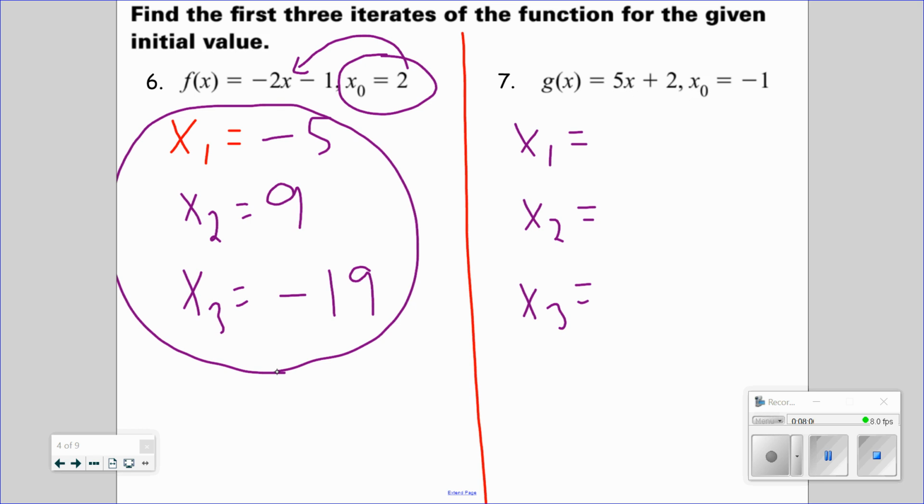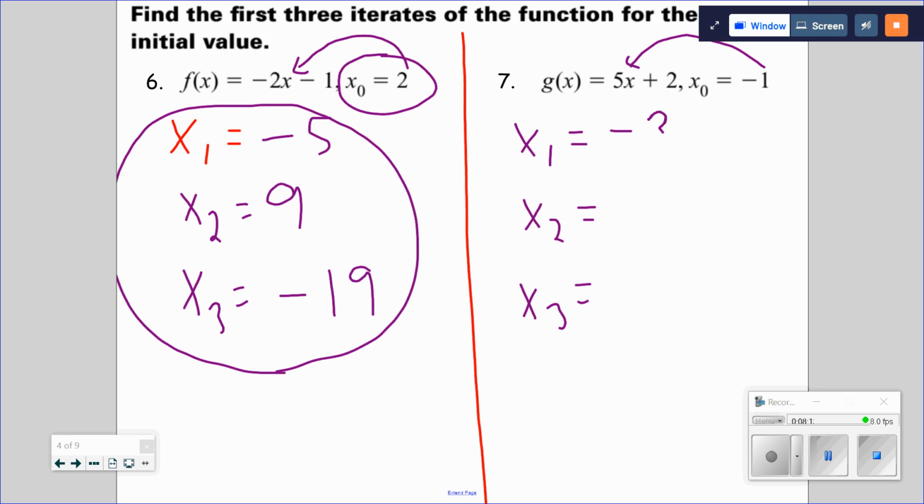On number 7, I'll take my initial value and put that guy in. 5 times -1 plus 2. That should be -3. Then 5 times -3 plus 2, -13. And finally, 5 times -13 plus 2, -63.